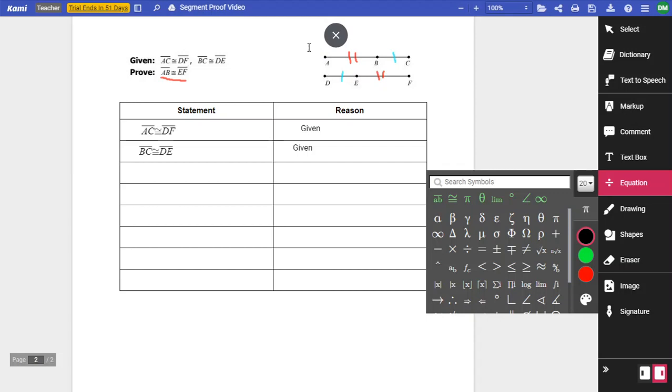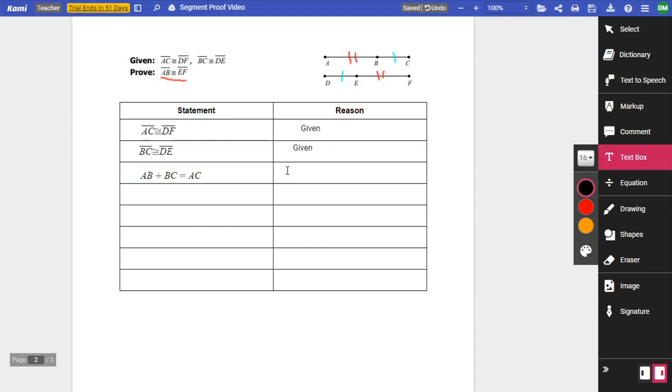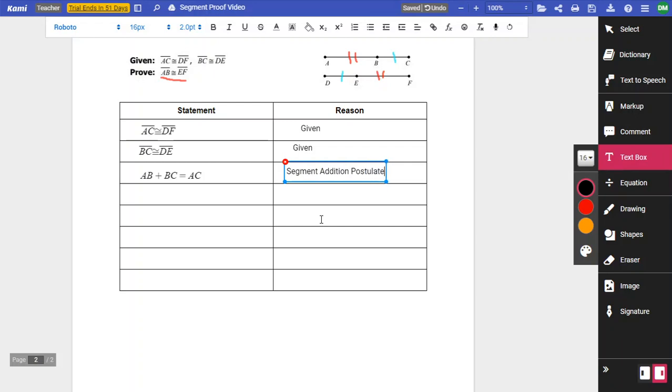Let's use it on the top line. We know that the segment addition postulate tells us that these two smaller segments, AB and BC, when we add them up, are equal to the length of AC. So we're going to put that as a statement. So I'm going to say AB plus BC, and notice I'm not putting a line over the top of these. If I'm just using two capital letters in a row, I'm saying the distance between those two points, so I don't need to put the line over the top of them, is equal to AC. And my reason for that is the segment addition postulate.